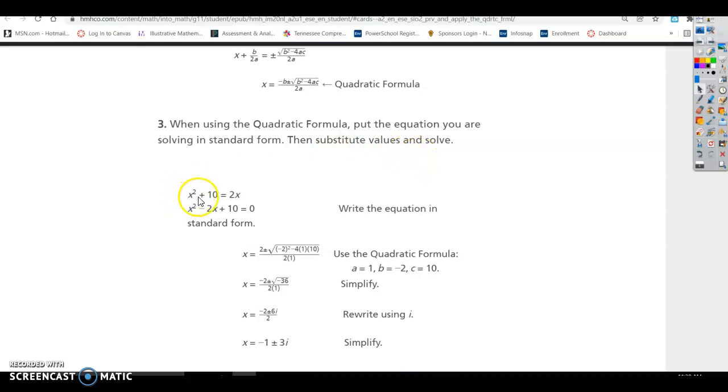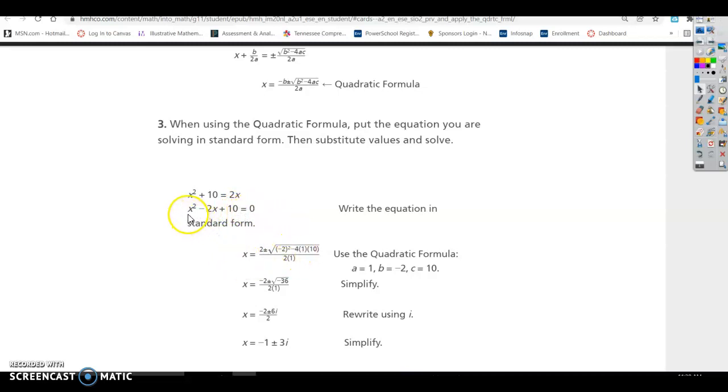So we have x squared plus 10 equals 2x. So you're going to subtract 2x from both sides. But because that's your linear term, that goes in the middle. So you've got a quadratic term, a linear term, and a constant term. This is in standard form. Okay, so it goes from your highest exponent down. So your exponent's 2, this exponent's 1, this one doesn't have an exponent.